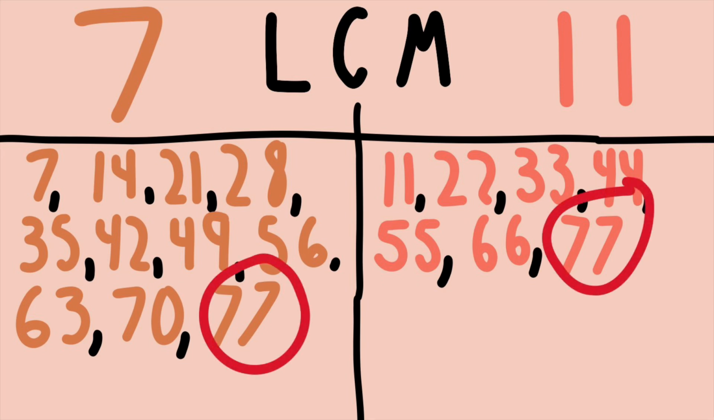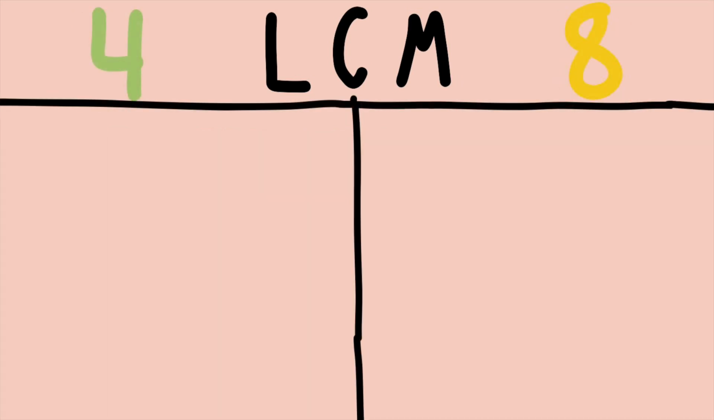Finally, you should circle the number that you see on both sides, which is just 77. So 77 is the least common multiple of 7 and 11. Next problem is finding the least common multiple of 4 and 8.